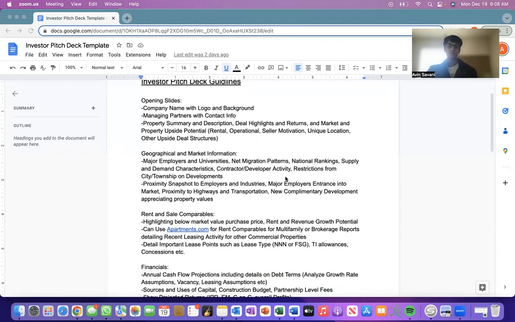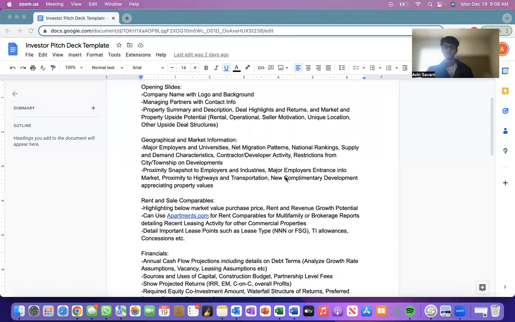So, the investor pitch deck guidelines. Okay, let's start it off. Opening slides: you have the company name with the logo in the background. Very important. Right off the bat, a nice opening slide helps. You can put one of your properties in the background, or if you're in one of the cities, you can put your city background in. It gives them a nice intro to your company.